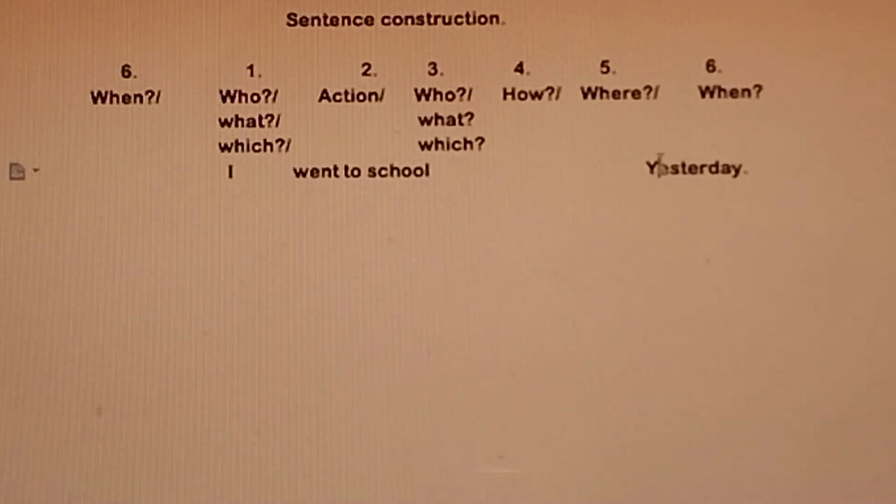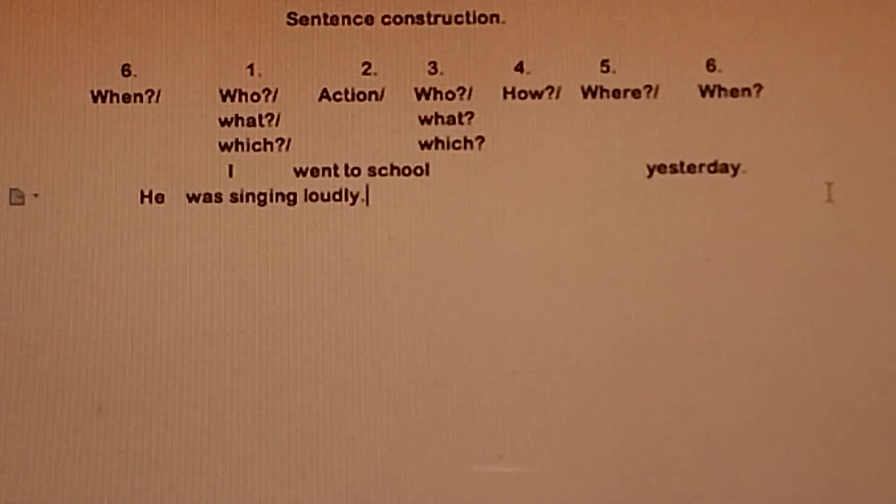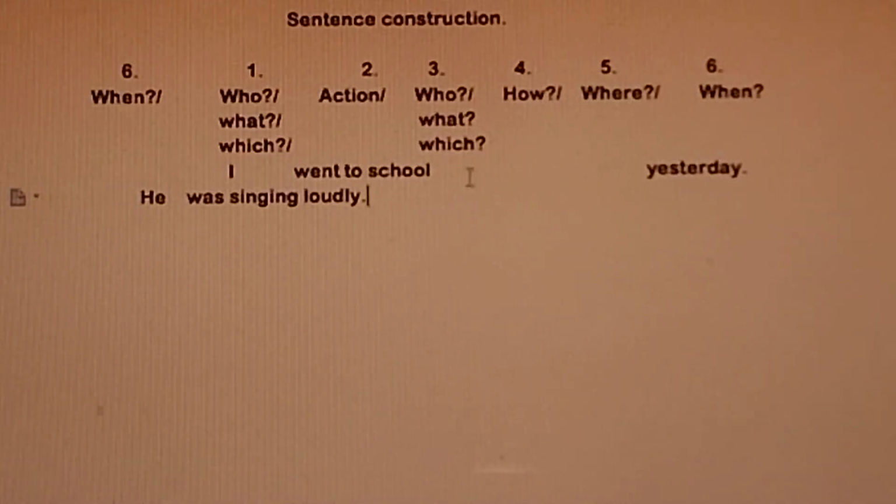We can have another example. Let's see if we say who, he. He did what? Was singing. He was singing. How was he singing? Loudly. He was singing loudly.